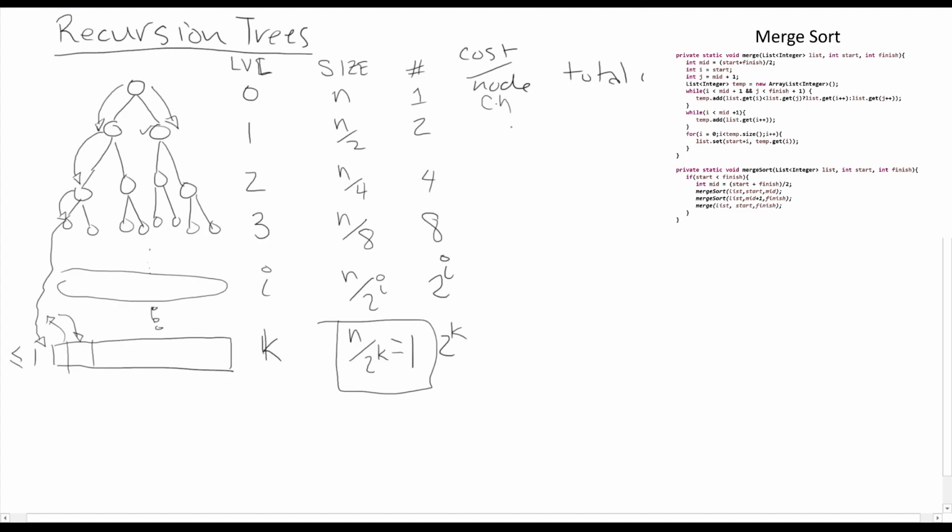The next level down, we still have that linear amount of work carried out, but keeping in mind that we're actually only half the size now. So we actually get Cn over 2 here. And then likewise, as we keep going, C times n over 4, C times n over 8, and then in general, C times n over 2 to the i.